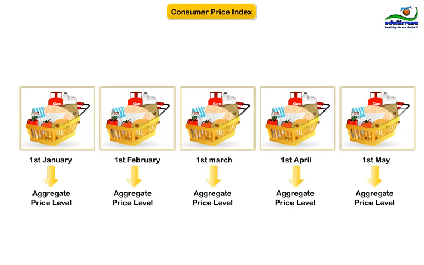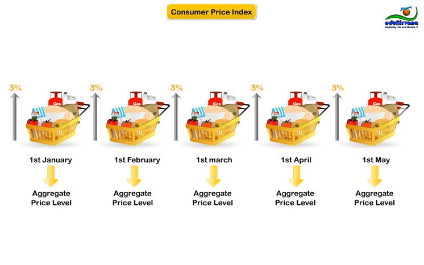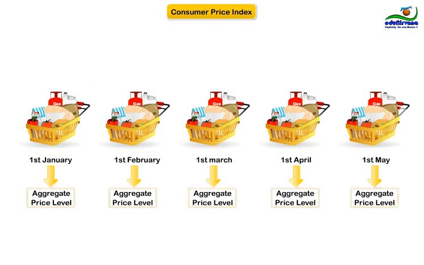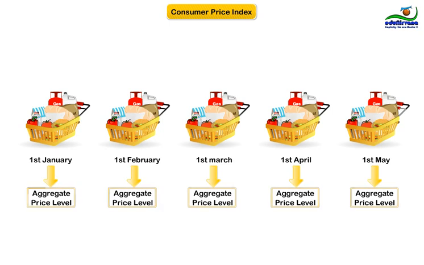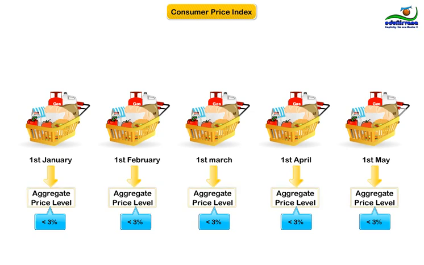If all prices rose by 3% during 1 month, the price level would rise by exactly 3%. If one of the prices rose by 3% while the other prices remained unchanged, the price level would rise, but by much less than 3%.